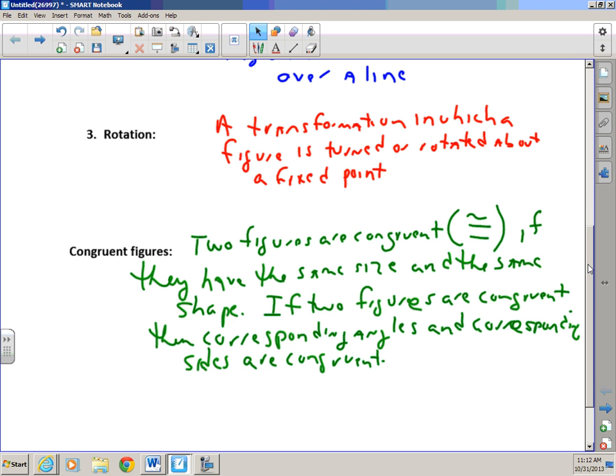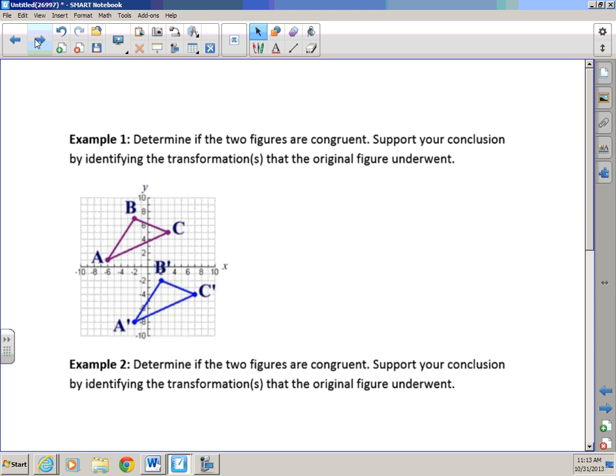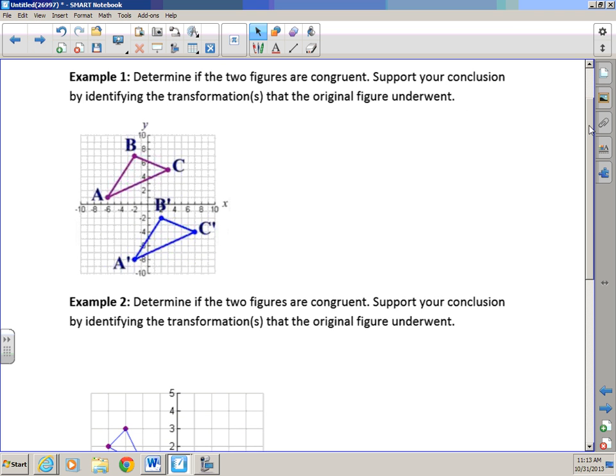And what we're saying today is that if you can tell me the specific transformation that it underwent, translation, rotation, or reflection, if you can tell me which one of those three, or two or three of those three, a figure underwent, then you're telling me the two figures are congruent. All right. So let's take a look. I want to determine if ABC and A prime, B prime, C prime are congruent. And to be able to do that, you just can't say, oh yeah, they look like they're the same size and shape. That's not good enough. You have to prove it to me by giving me one of the transformations.